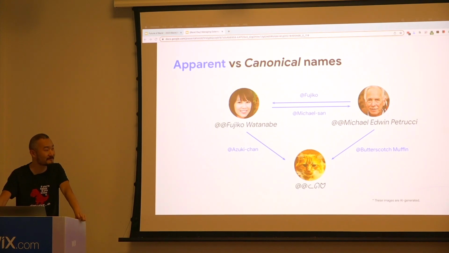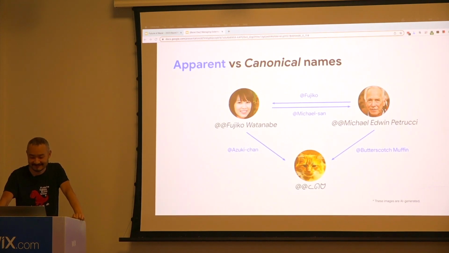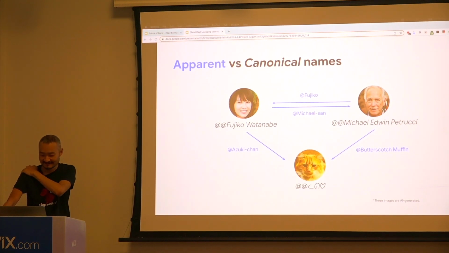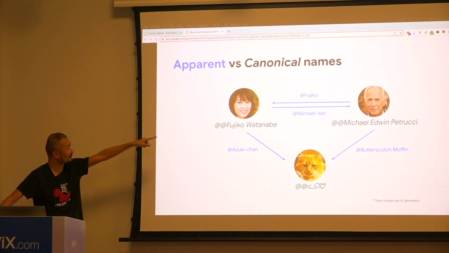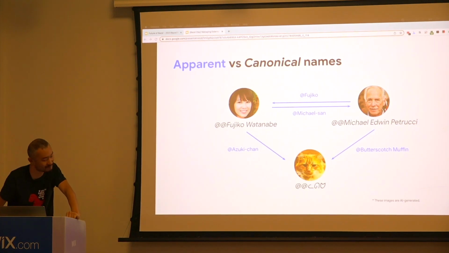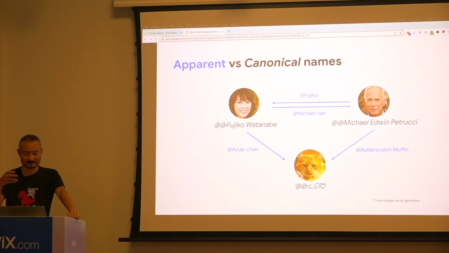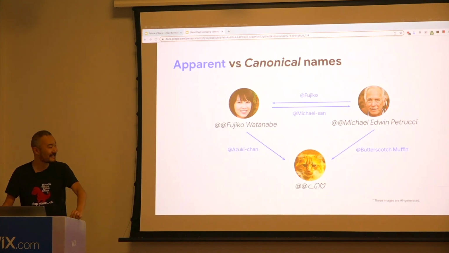Okay, so if we think of repos as people and cats, this distinction may be easier to understand. Imagine these two are neighbors, Fujiko Watanabe and Michael Edwin Petrucci. These are their official canonical names on their passport, but nobody calls them by these names. Instead, Fujiko calls Michael Michael-san, and Michael calls Fujiko Fujiko. So the blue ones are apparent names, and gray ones are, oh sorry, canonical names. And a single repo might have different apparent names in the context of different repos. Like the neighborhood cat.